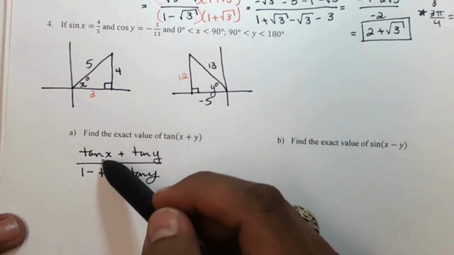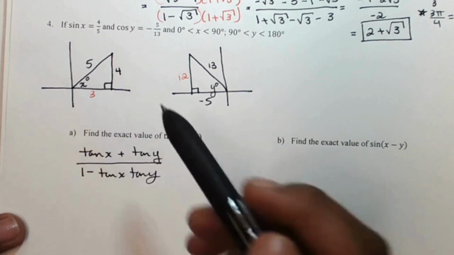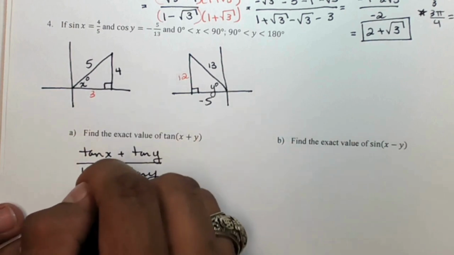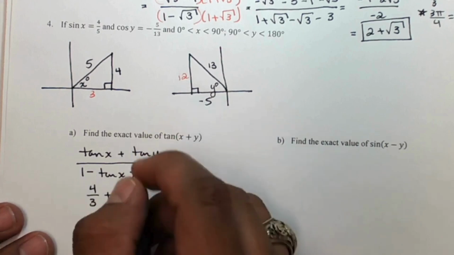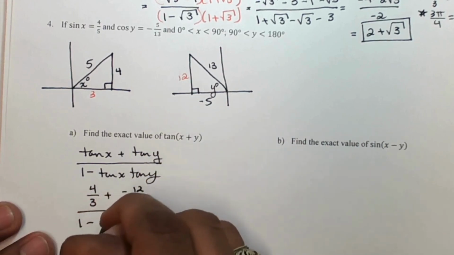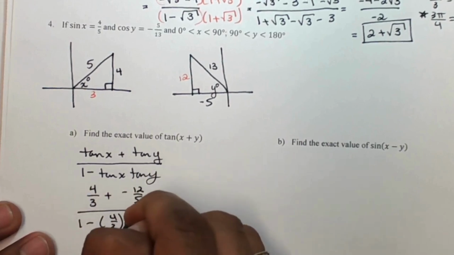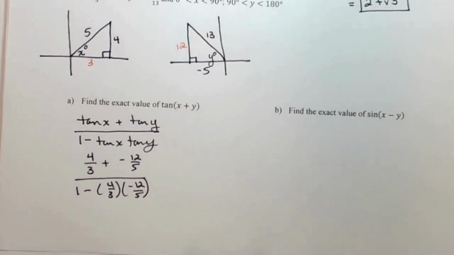Well, what is tangent of x? What is tangent of our triangle with the angle x? What's opposite over adjacent, so 4/3. What about tangent of y? Well, it's negative 12/5, over 1 minus the product of those two ratios.